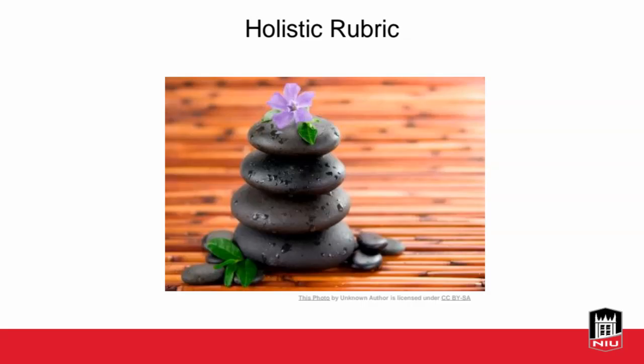So a holistic rubric means that you're treating the whole rather than its parts. In contrast to an analytic rubric, it does not list separate levels of performance for each criterion. Instead, it assigns a level of performance by assessing the performance across multiple criteria as a whole. And I'll show you an example of that.